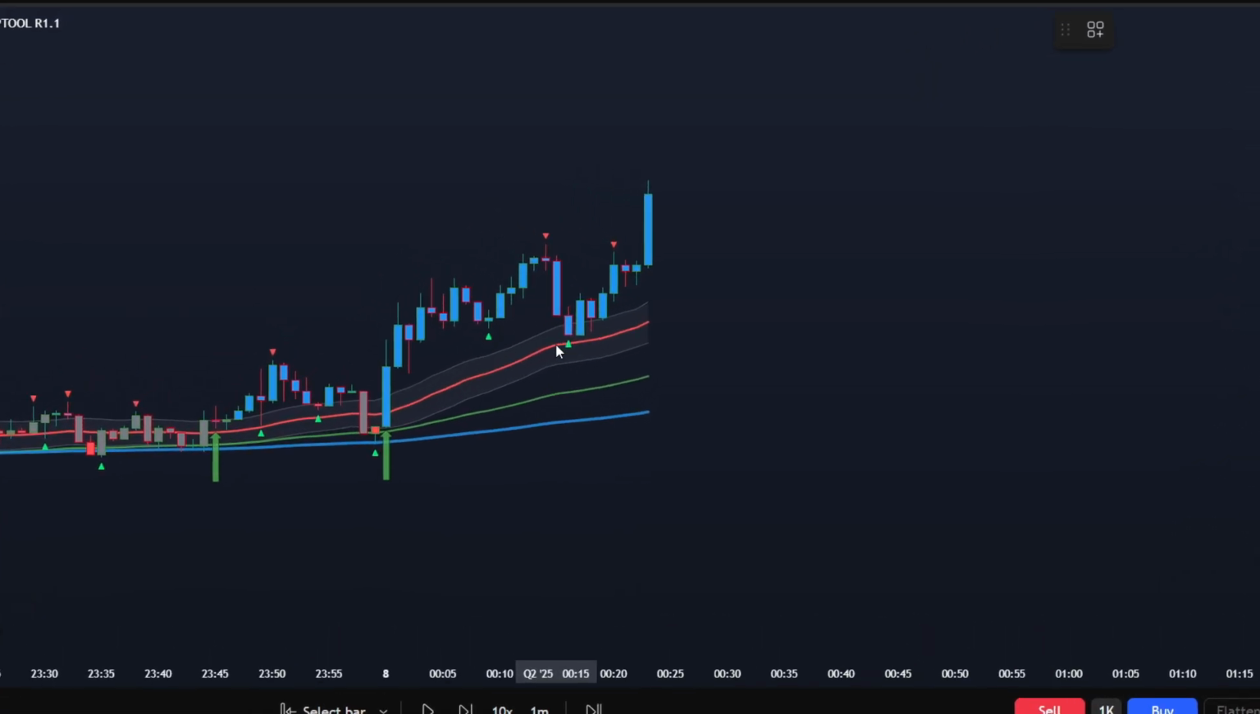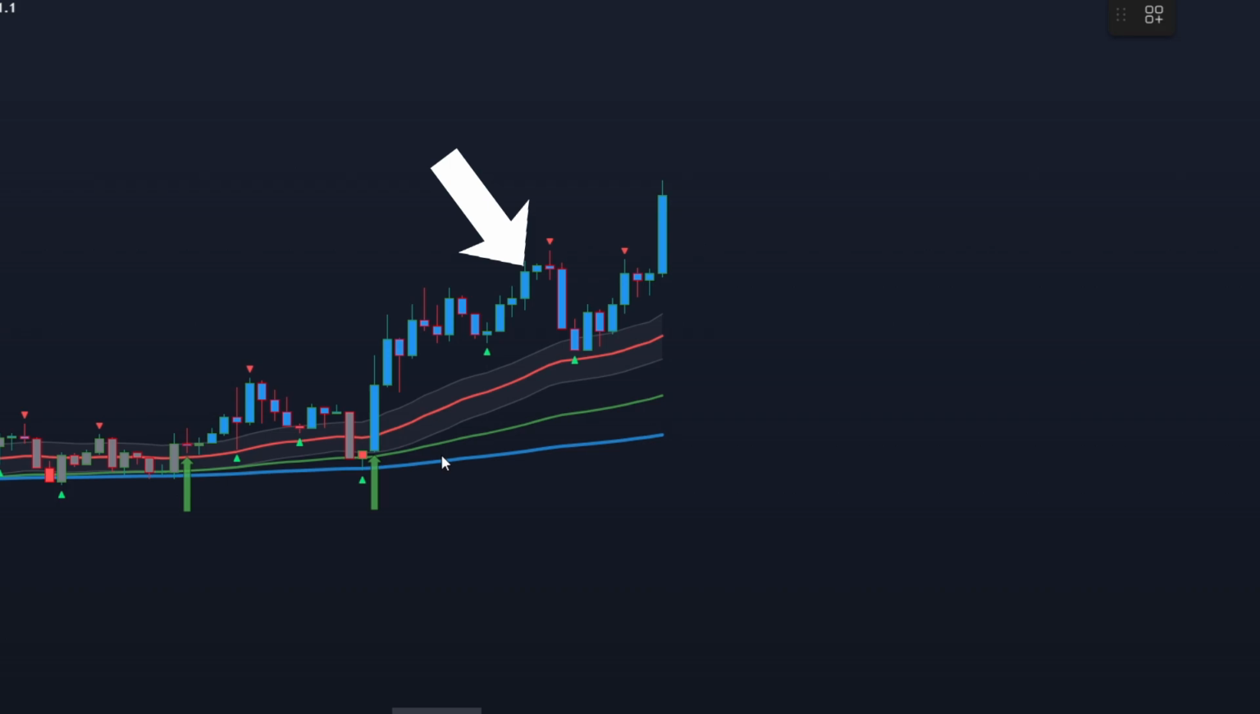The first condition for a buy trade is that the price must be trading above the green 89 EMA, the blue 200 EMA, and the entire PAC. This shows us a strong bullish trend. For example, starting from this point, we can see that the price climbs above all three lines and sustains that position. This is our first clue.